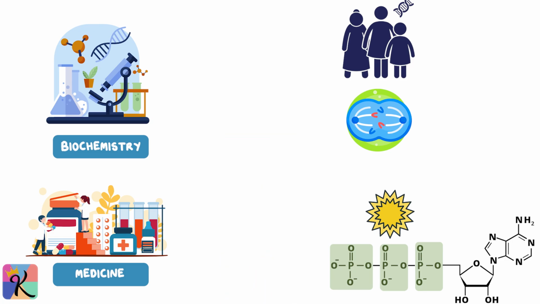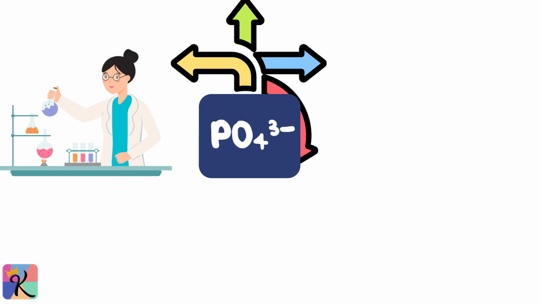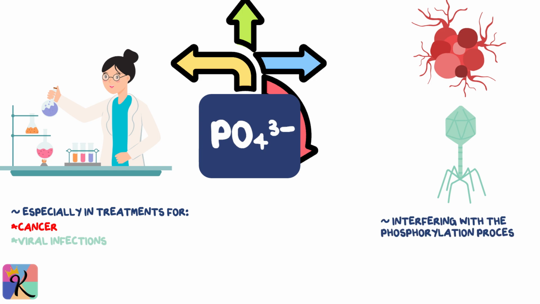In drug development, targeting phosphate pathways is a strategy for designing medications, especially in treatments for cancer and viral infections. Some drugs are designed to mimic phosphate groups, thereby interfering with the phosphorylation processes essential for the growth of cancer cells or the replication of viruses.